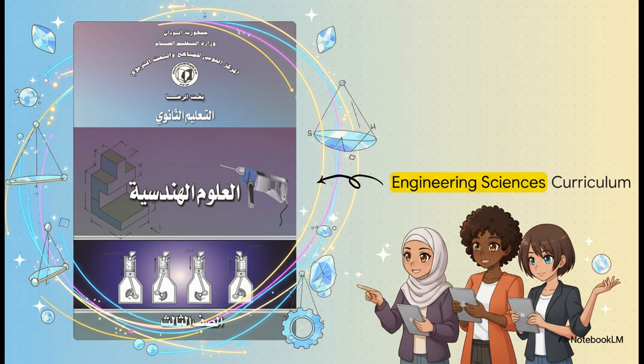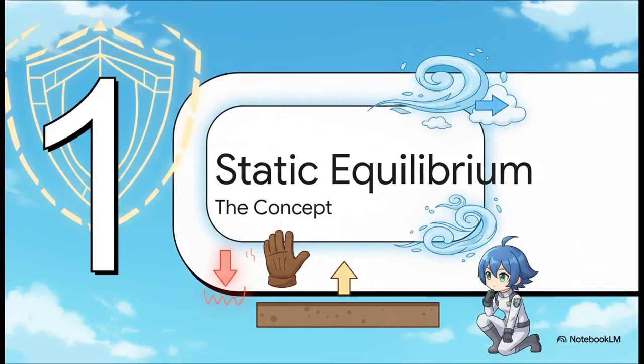So today's explainer is actually pulled straight from the Sudanese Engineering Sciences curriculum textbook, specifically their third-year secondary physics and engineering materials. And honestly, what I really love about this source is how it takes the super abstract, sometimes intimidating physics of how things stand still and makes it just incredibly intuitive. It basically breaks down the raw forces of nature into a universal mathematical language that we can easily read and calculate. Starting off with Section 1, the concept of static equilibrium.